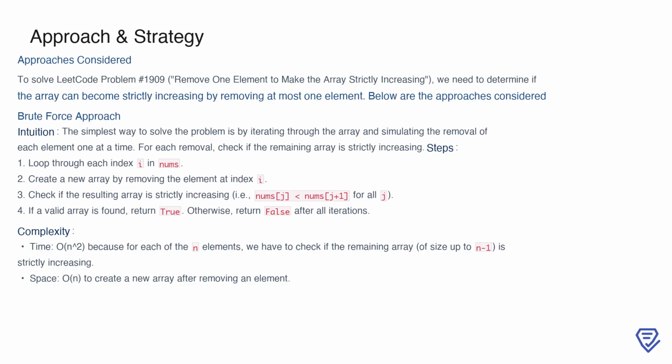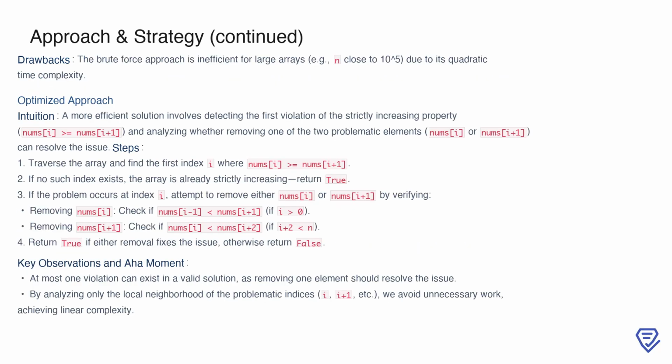Additionally, it requires extra space to create a new array for each removal, which can be an overhead for very large inputs. The brute force approach, while simple, has a major drawback: it is inefficient for large arrays due to its n² time complexity. To address this, we can use an optimized approach that focuses on identifying the first violation of the strictly increasing property.